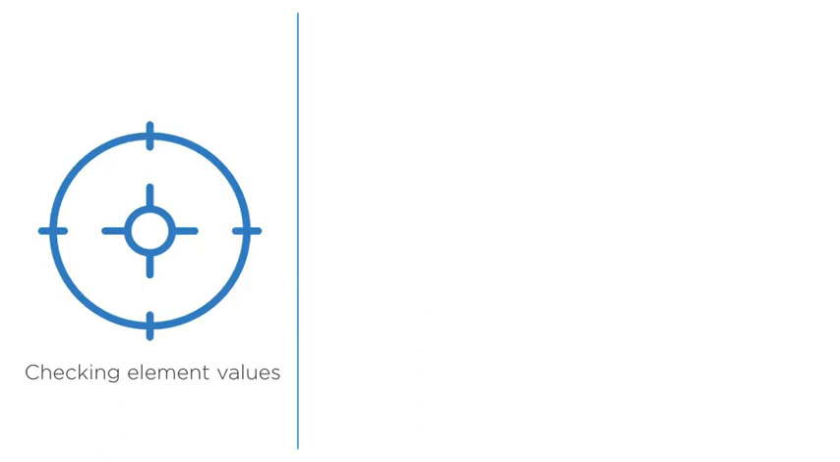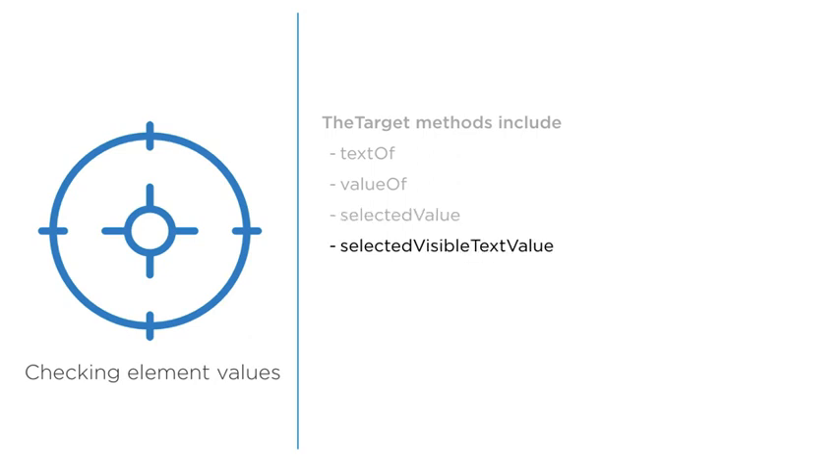There are quite a few options when it comes to using the Target class. The Target methods actually include text of, which we saw, but you can also get the value attribute. You can get the selected value in a drop-down list. You can get the selected visible text of a drop-down list. You can even get all of the selected options in a multi-select drop-down. You can get an attribute with a particular name, or you can get the CSS value with a particular name. So you get quite a lot of variety with regard to what information you want to get out of the elements.